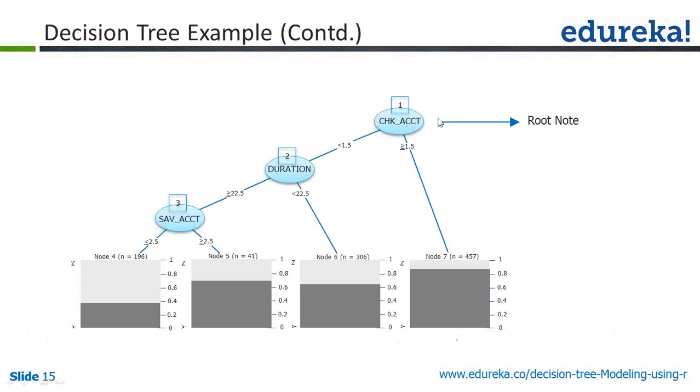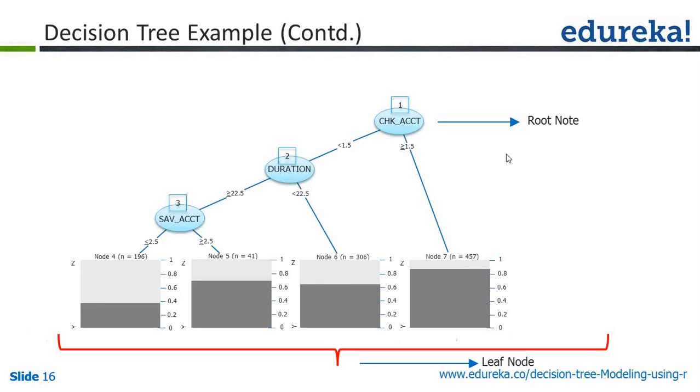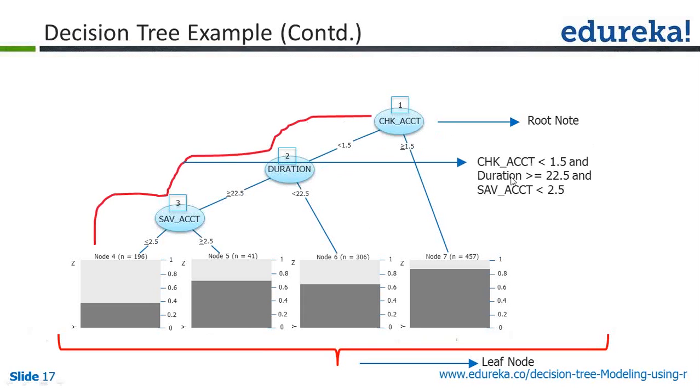So what you have done is, you started with a base rate and you created a differential. Here you have more of yes, more of no, and here you have more of yes. These two are similar to the base. This node is called the root node. In this decision tree, these are called the leaf nodes. Each of these is called a path. Like, this is a path which says check account less than 1.5, right? Duration greater than 22.5. This is the second thing. And what is the third thing? Saving account less than or equal to 2.5. It's just a typo, so ignore it. So this is what is called a path, correct?